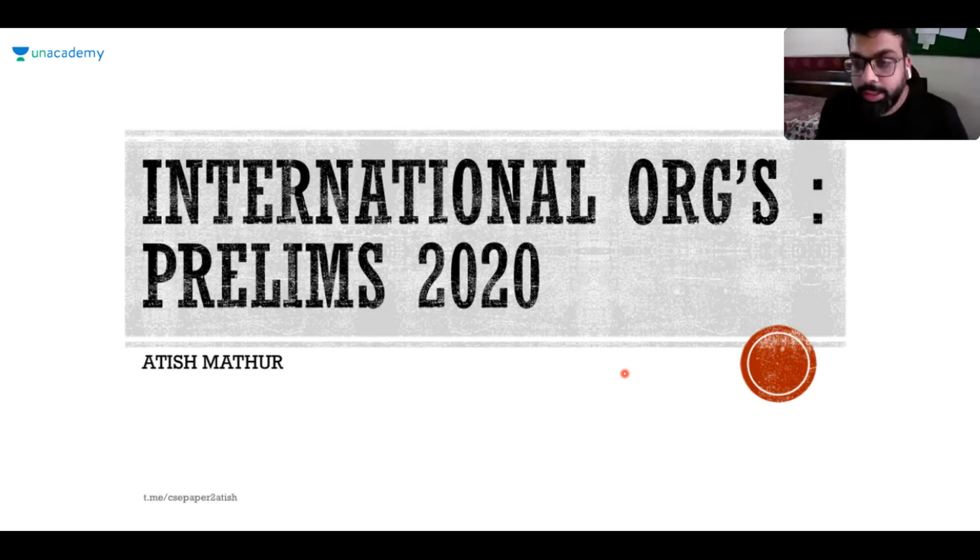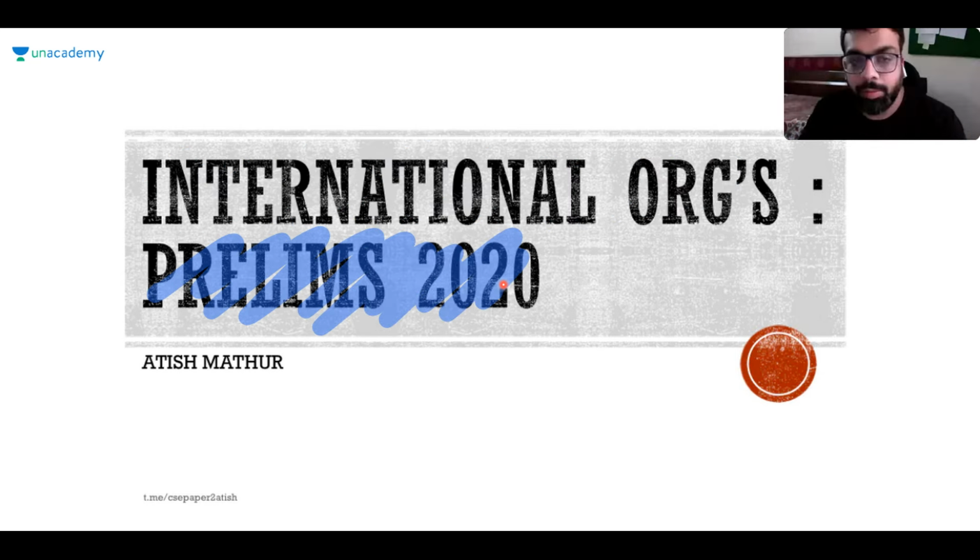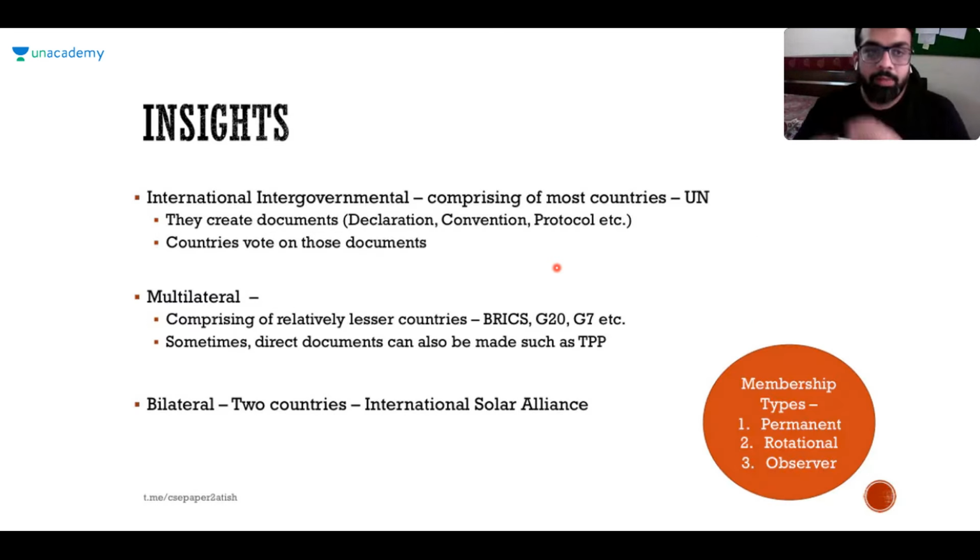So today we are going to be looking at international organizations, which I think are important, and these are the ones that need to necessarily be done for the prelims 2020. So let's get right into it and let's figure out what needs to be done and what doesn't need to be done. Okay. First, let's get some basic concepts out of the way, and then we'll get to the organizations as they are.